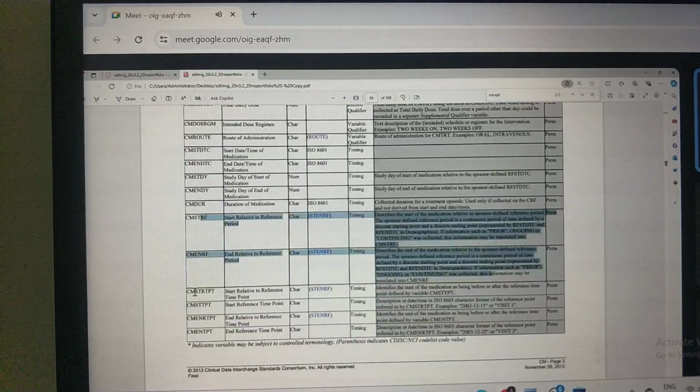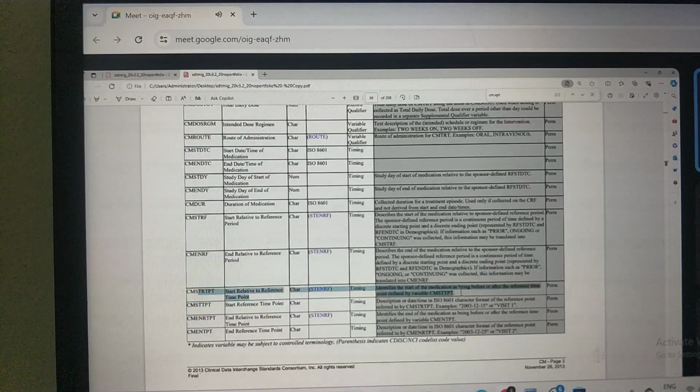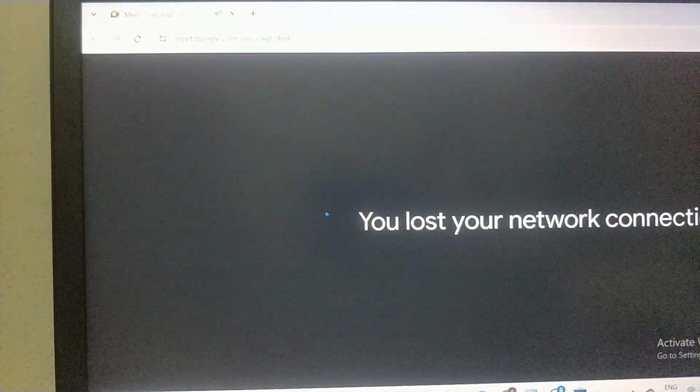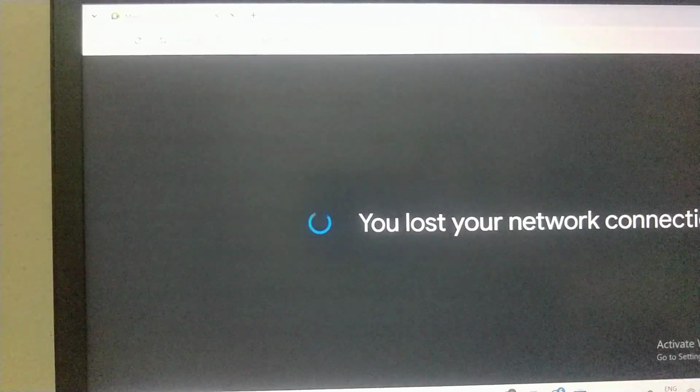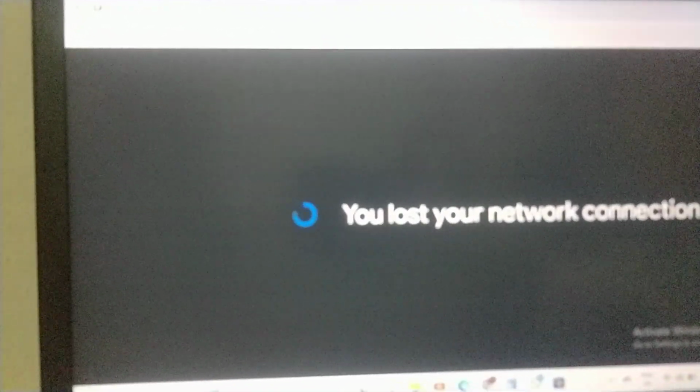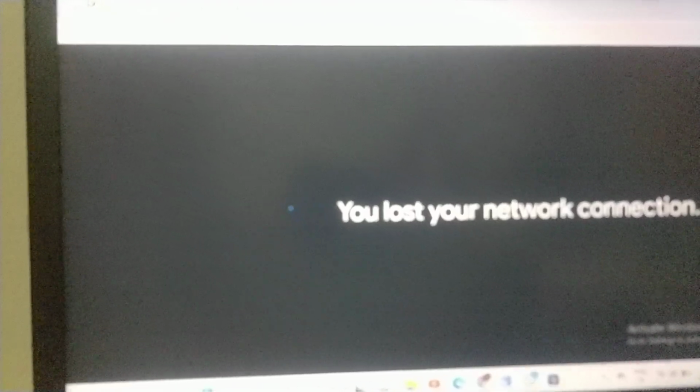Then the CMSTRTPT. The particular reference we are giving will come here, and then the particular reference date comes here. For example, if we say first dose of drug administration, that text comes here, and then in CMSTTPT, that particular first dose of drug administration day will come here. The same applies to the end date, the end TPT also. Whatever the reference is, you can give it here, and then that reference date here.